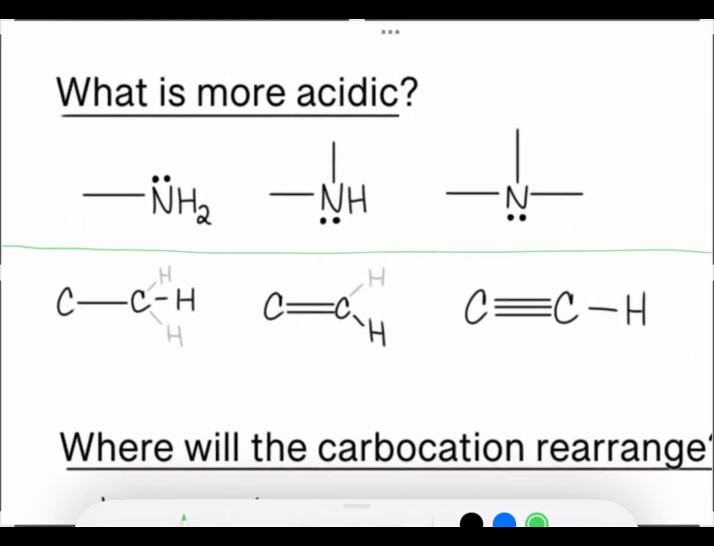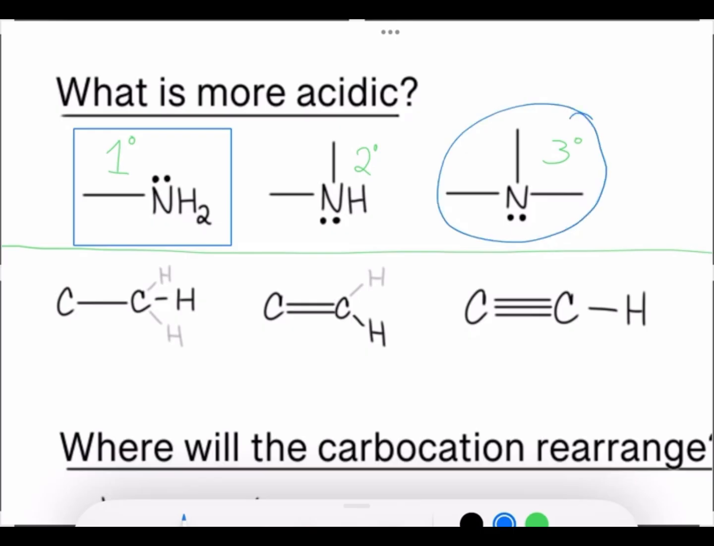Now, we have three options. We have a primary amine, secondary amine, and tertiary amine. In this case, our most acidic amine is going to be primary because it has those two hydrogens. And that is what's going to make it more acidic, whereas the tertiary has no hydrogens.